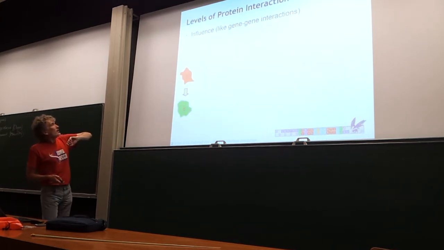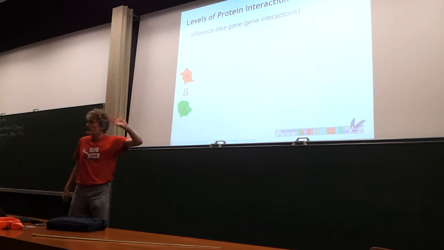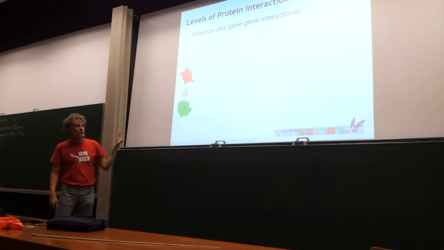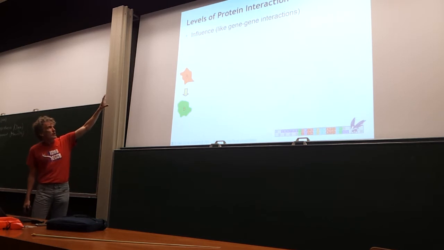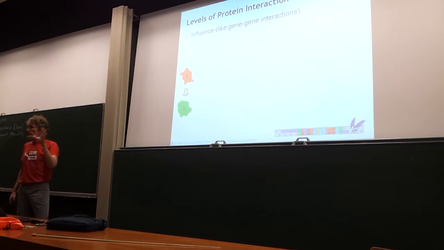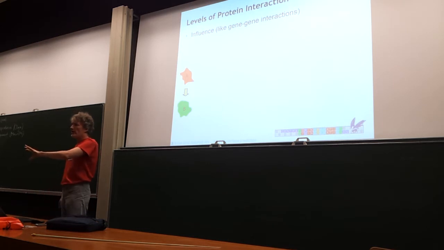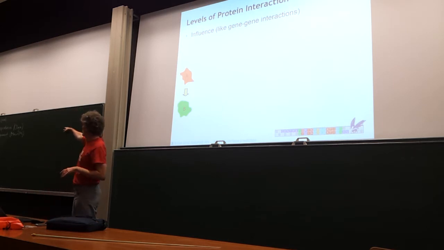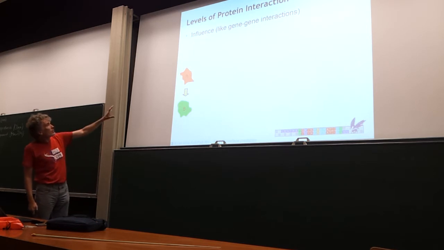Okay. Now, that's one part of the protein interaction. The other part of the protein interaction is what is it actually? Because there are different levels at which you can define protein interactions. The most distant way is influence, like gene-gene interactions, where you measure basically correlations. When you do a knockout of one gene, you see an effect on the other one. Epistasis is actually an example of that. I'll leave that. So that's also interaction, but that's not what I'm talking about.